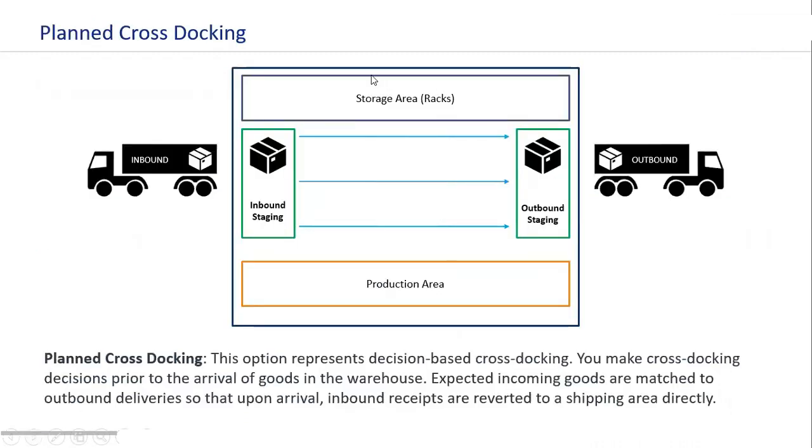So this just represents planned cross-docking. This option represents decision-based cross-docking. You make cross-docking decisions prior to the arrival of goods in the warehouse. So expected incoming goods are matched to outbound deliveries, so that upon arrival, the inbound receipts are diverted to the shipping area directly. Like I say, that won't be relevant for us.